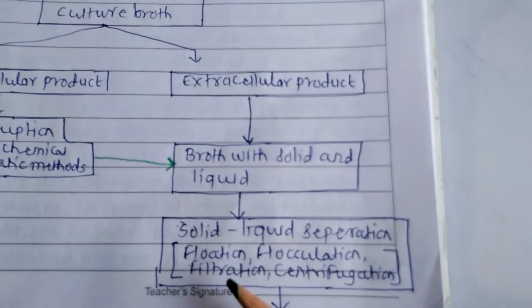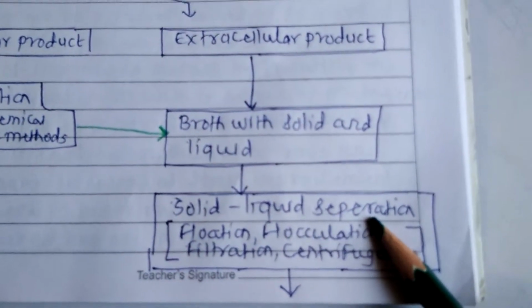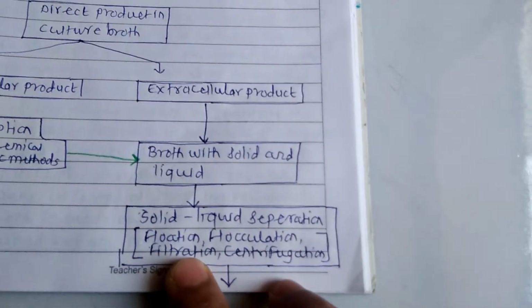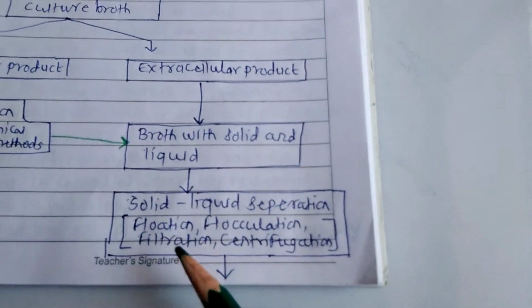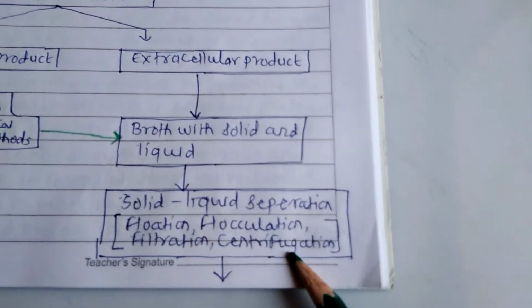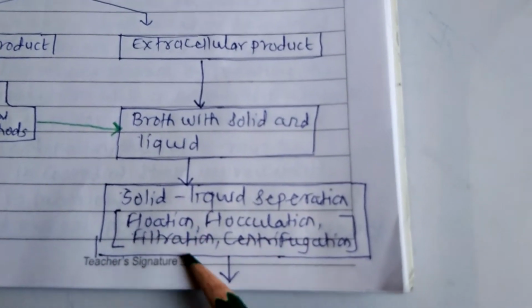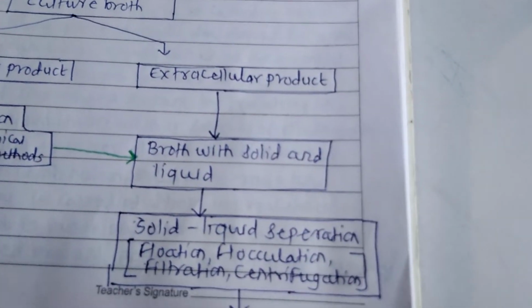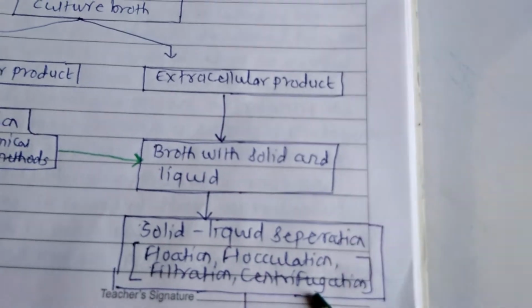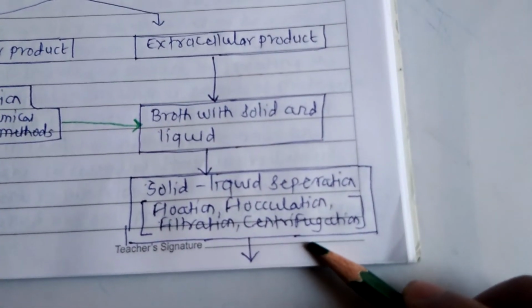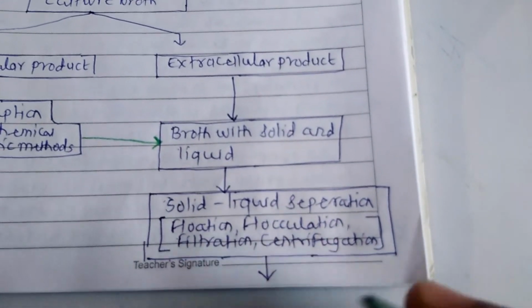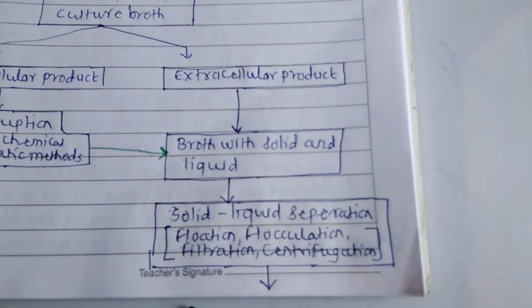Then the first step is solid-liquid separation. In solid-liquid separation, the product is first separated from the media by using flotation, flocculation, filtration or centrifugation. If the product is present in the broth, then by filtration the product is filtered, by centrifugation the product is centrifuged and settles at the bottom, and by flocculation flocs are formed. By using these, the product is separated from the media.